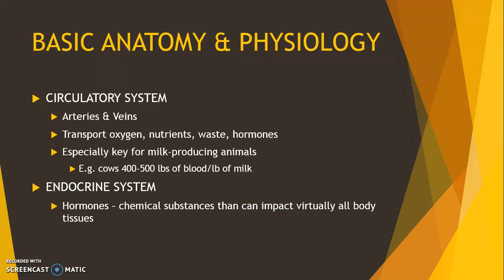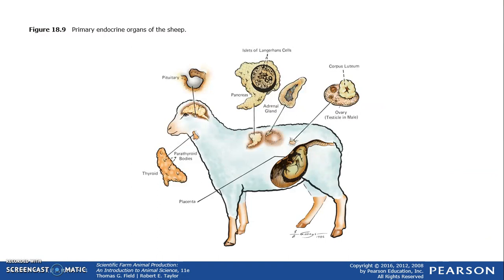Just a real brief bullet point on the endocrine system, which relates to hormone function, and we'll deal with a lot of hormone function when we get to the reproductive section. But the chemical substances that are made by the body that impact virtually all body tissues in some way or another. We're going to primarily focus on, very simply, the reproductive system when we talk hormones, but there's many, many, many that go throughout the body that play very, very key roles. Here's just primary endocrine systems of a sheep, just to show you where many of those may lie and what they may do.